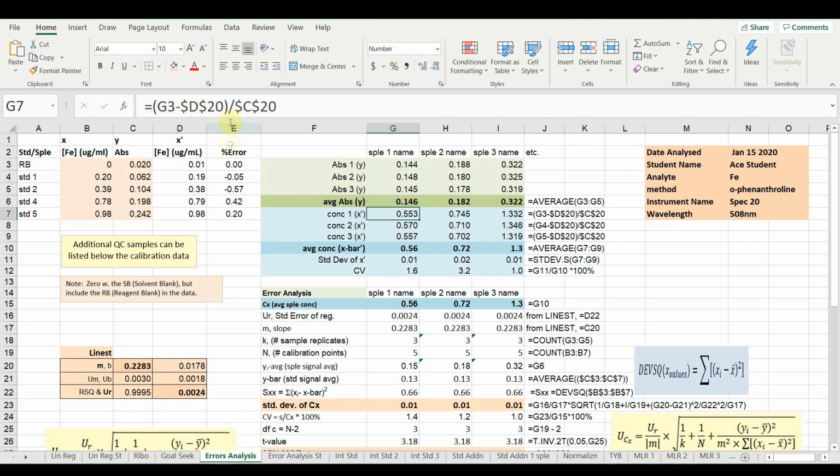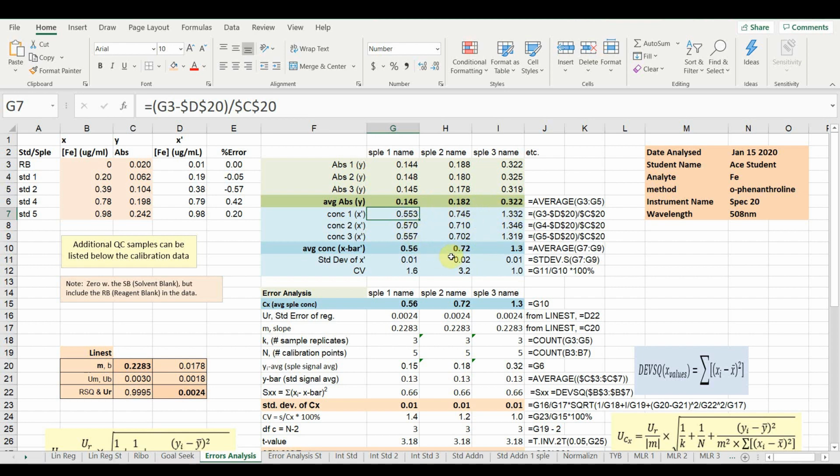The intercept is obtained here, absolute reference to cell D20, which is obtained from Linest, divided by the slope, absolute reference to C20, again obtained from Linest, right here, C20. Once you have that, you can simply drag that across for all 3 samples, and you can drag it down as well to obtain concentration readings for all of your replicate analysis.